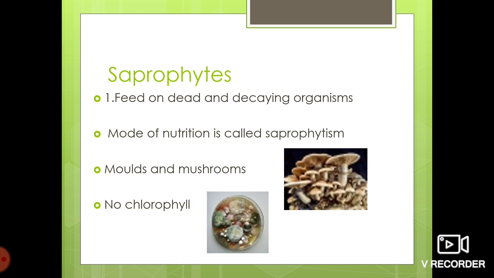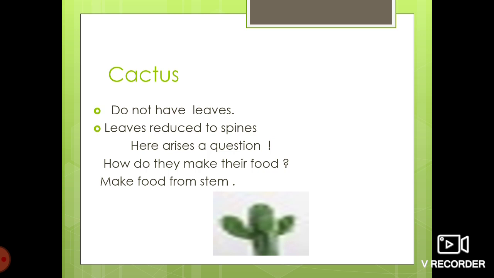Now after saprophytes, let us discuss cactus. Cactus is a plant which does not have leaves because their leaves are converted, or you may say reduced, to spines. It's clearly shown in the picture. Here arises a question then. How do they make their food? If they don't have leaves, then how do they make their food?